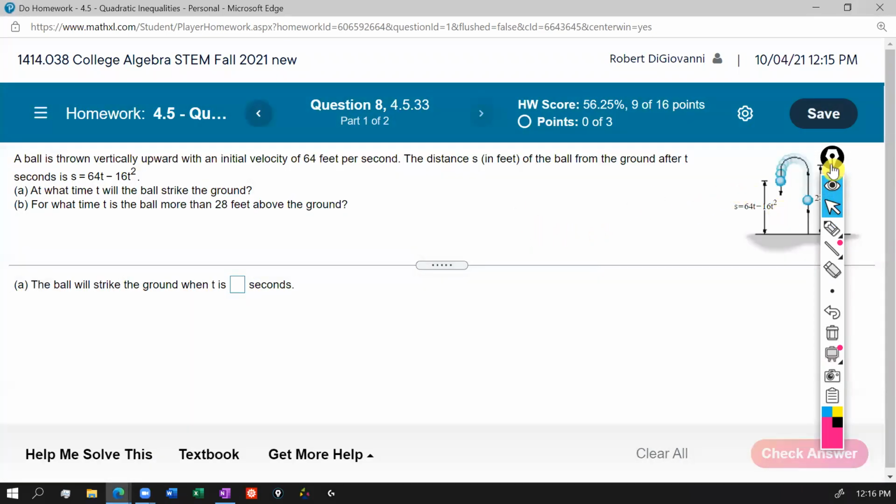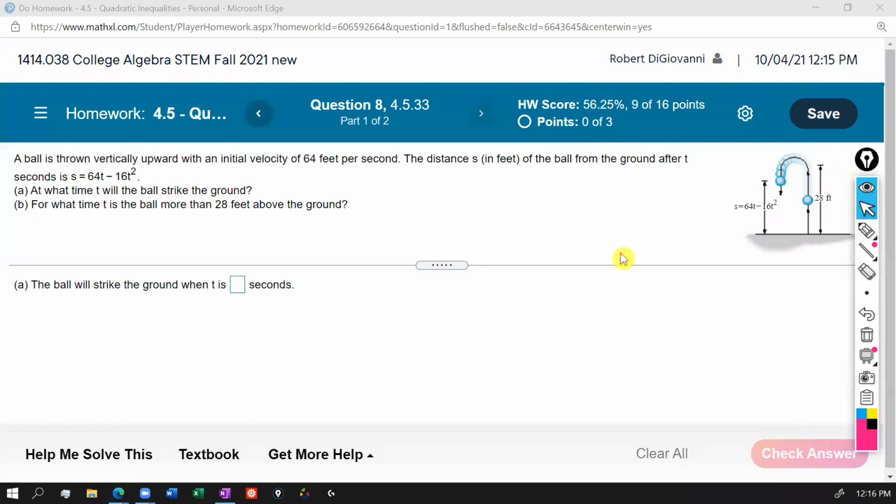Okay, so last one here. A ball is thrown vertically upward with an initial velocity of 64 feet per second. The distance s in feet of the ball from the ground after t seconds is given by this formula. This formula tells you how high the ball is off the ground after a certain amount of time. Here's a picture. Ball's thrown up, comes back down. Okay, at what time will the ball strike the ground? So part A is really just asking, when will s be 0? So when is that going to happen?